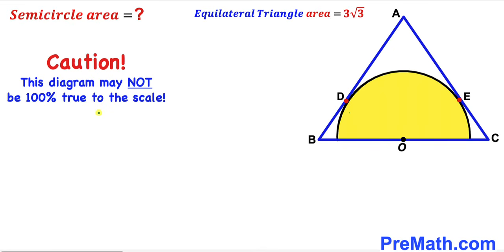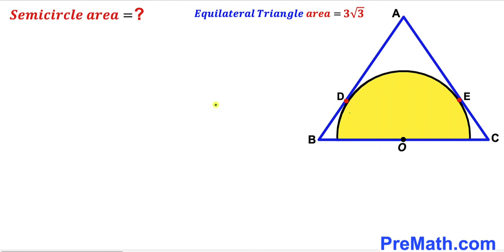And please keep in mind that this figure may not be 100% true to the scale. Let's go ahead and get started. And here's our very first step. Since we are dealing with this equilateral triangle, that means all these side lengths of this triangle have equal length. Let's assume the side length of this equilateral triangle is lowercase a, then this side length is going to be lowercase a and lowercase a across the board.